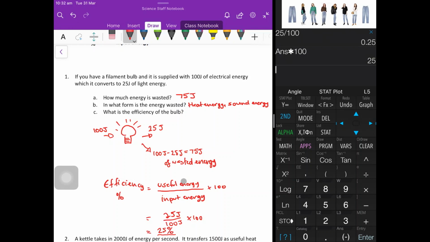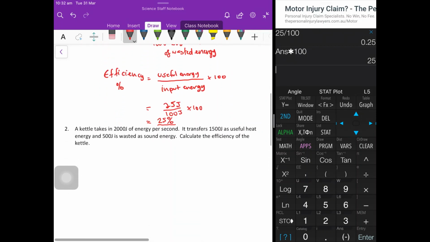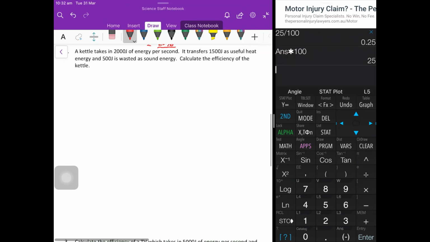Let's take a look at some of the features of my working. I've got my equation fully written out. I've got my equal signs all lined up. I've got my units and my answer, and I've underlined my answer. Let's scroll down and have a look at a different example.